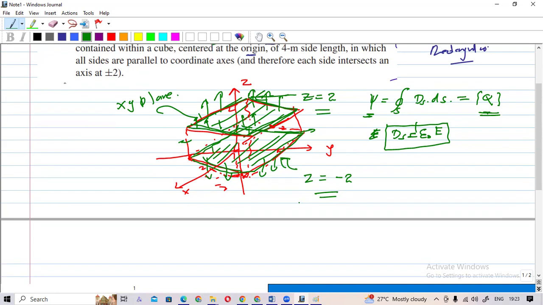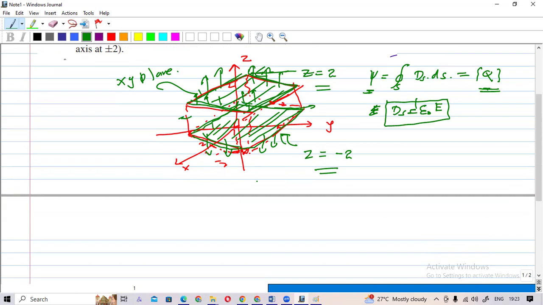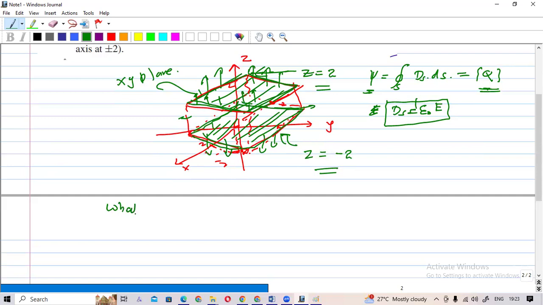The surface integration you should do with respect to what variable? What variables do you need to do the surface integral with respect to? Is that in the Z plane? Sorry, the XY plane.